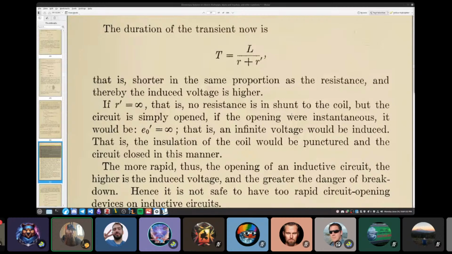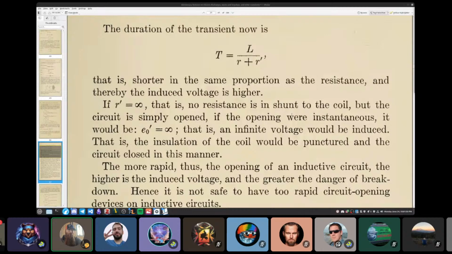So if R prime equals infinity, that is, no resistance is in shunt to the coil, but the circuit is simply opened. If the opening were instantaneous, it would be E naught prime equals infinity. That is, an infinite voltage would be induced. That is, the insulation of the coil would be punctured and the circuit closed in this manner.